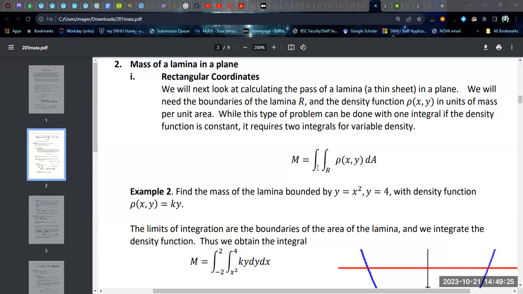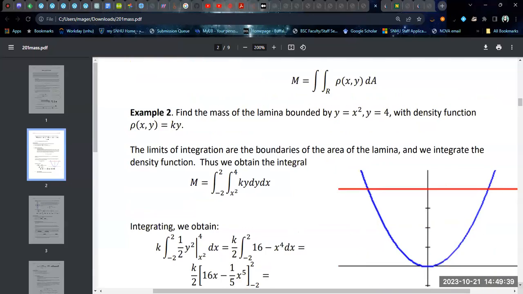plane. In rectangular coordinates, we're going to do a double integral over the region defined by the boundaries of our function that bind the region. And then we're going to integrate the density over that region. So we're going to start with an example.